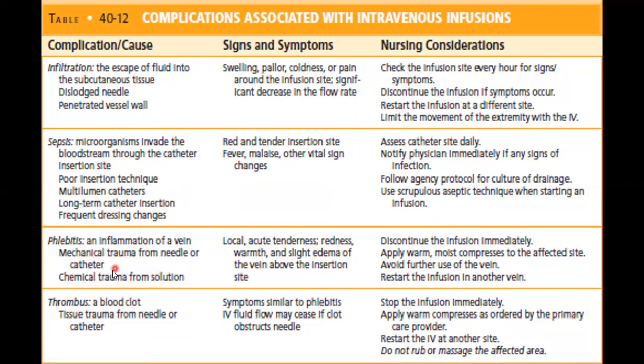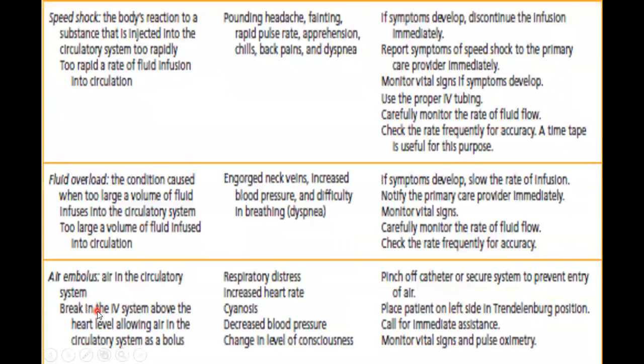You give the medication, and the medication irritates the vein. That will cause inflammation of the vein, which is phlebitis. Another complication is formation of clots, which is thrombus formation. And then there is speed shock. This is the body's reaction to a substance that is injected into the circulatory system too rapidly. Too rapid a rate of infusion will lead to speed shock, where your patient will have pounding headache, they may faint, they may have a rapid pulse, apprehension, chills, etc.